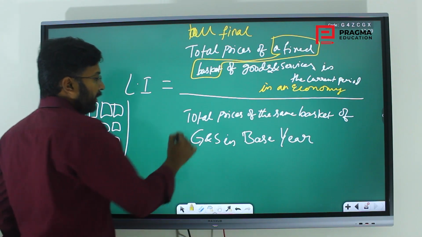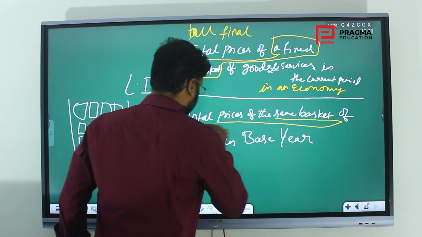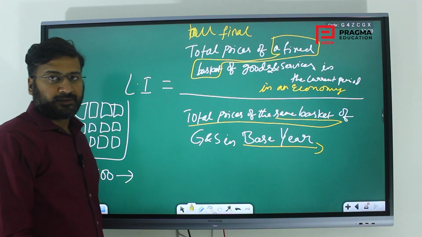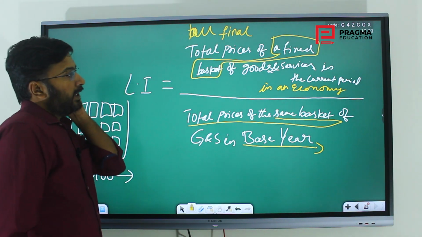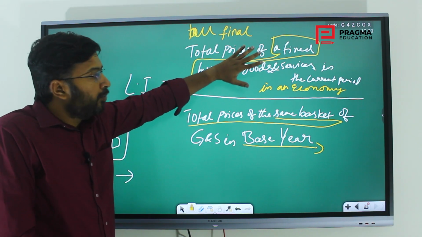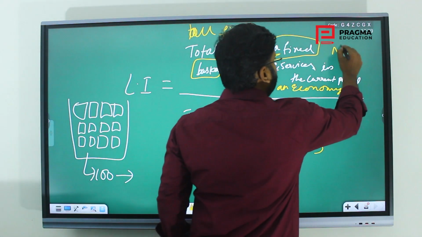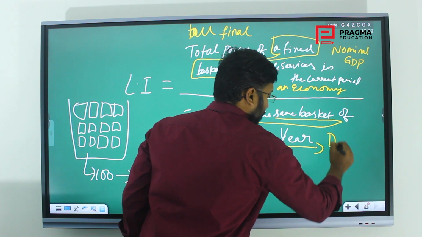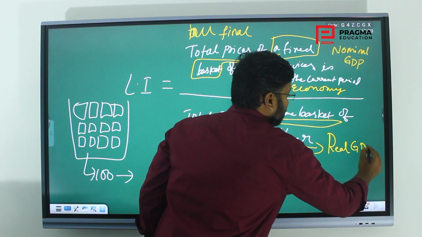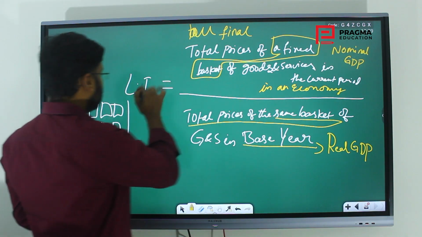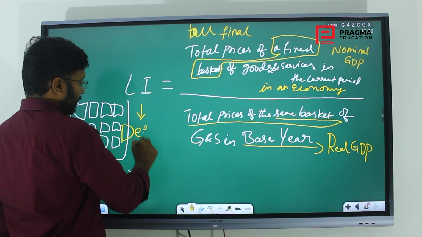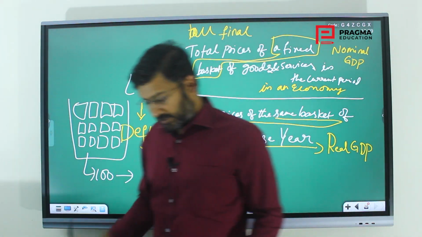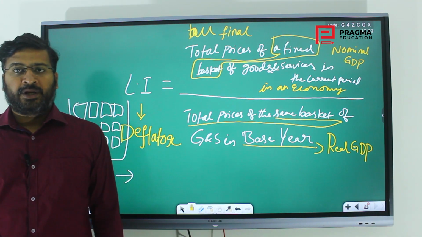Okay, divided by the total prices of the same, means the same final goods and services in the base year. If I take these two, the numerator is nominal GDP, the denominator is real GDP, and then what does this become? GDP deflator. It is GDP deflator. That is the third measure of inflation.